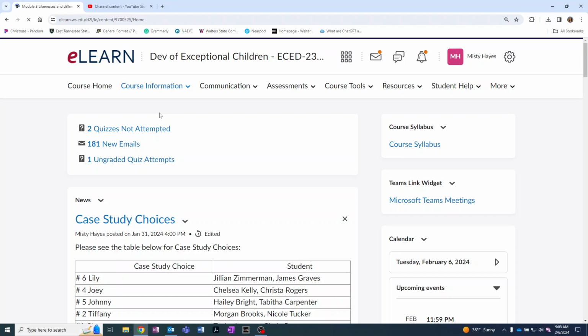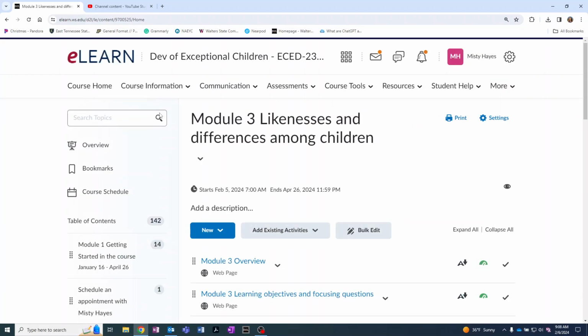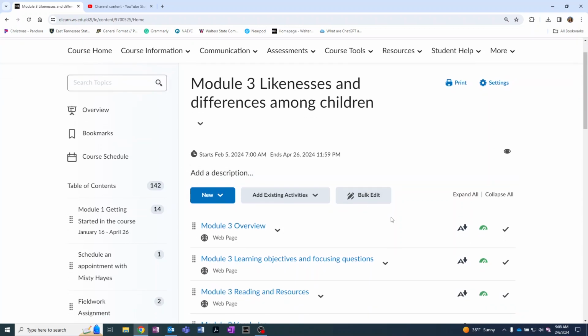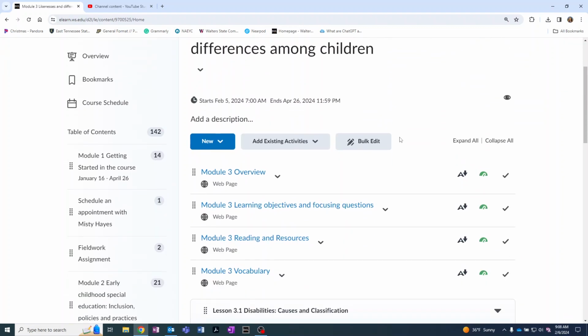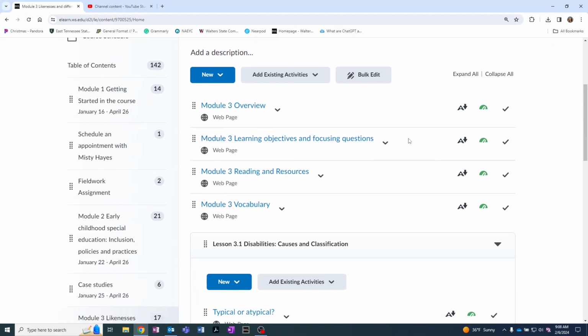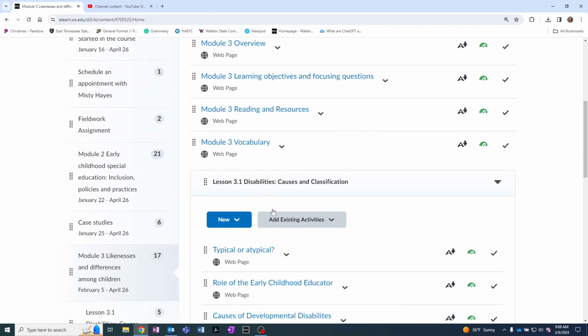So this week, we're really going to be working on Module 3 that talks about what are the likenesses and differences among children. I'm not going to go through everything, but as you're going through the module, the first part is going to explain the overview, kind of a snapshot of what you'll be doing, your objectives and focusing questions, maybe some terminology, what kind of reading and resources you will be using. That's really helpful before you actually get into the lessons.